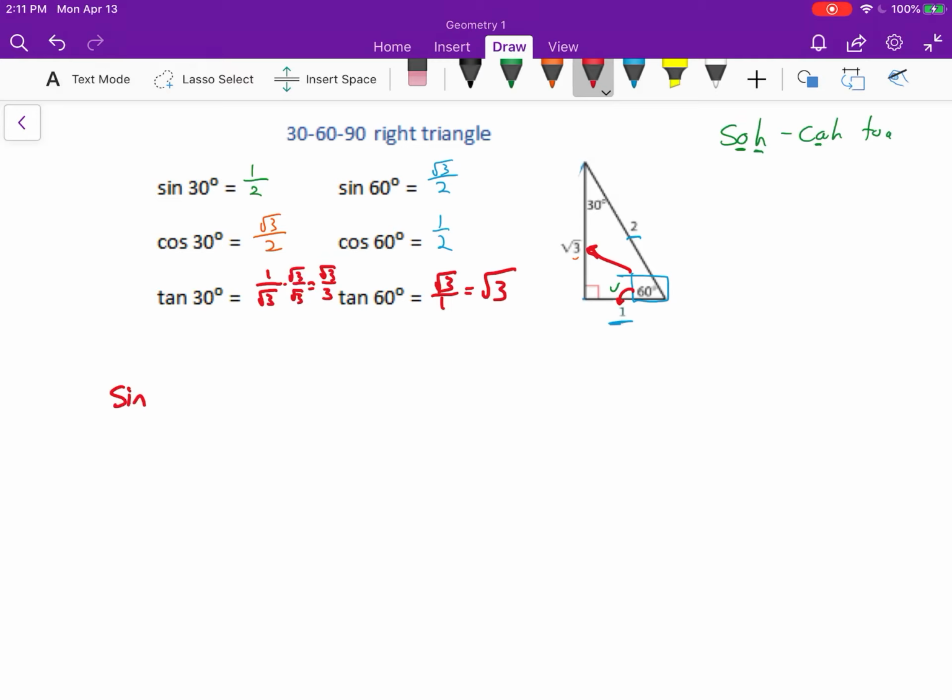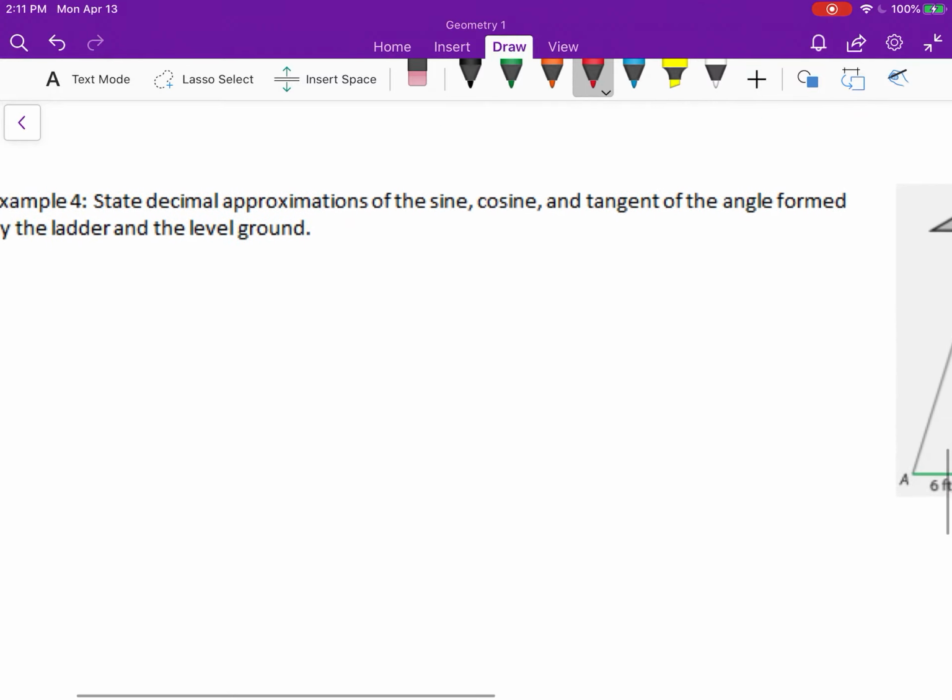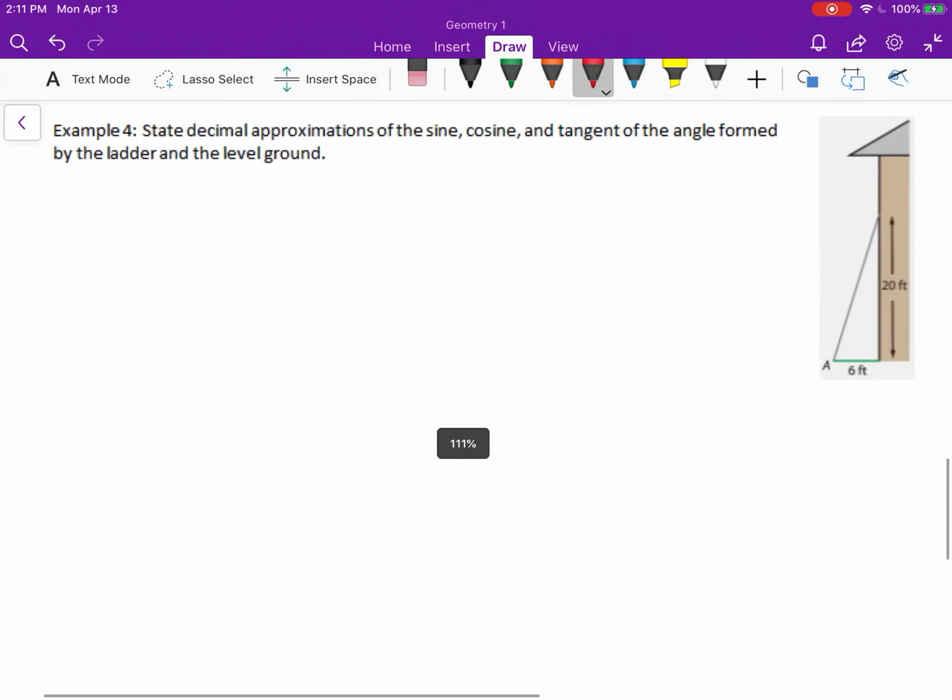So again, these 9 things, sine, cosine, and tangent of 30, 45, and 60 are important to know. They're actually going to be like multiplication tables. You just have them memorized.